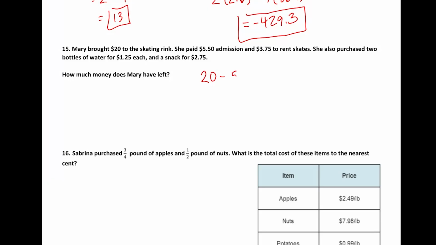So she paid for $5.50 admission. She paid $3.75 to rent the skates. And she bought 2 bottles of water, so 2 times $1.25, and a snack for $2.75. So we just need to subtract here. We're going to do 20 minus 5.5 minus 3.75 minus 2 times 1.25 minus 2.75, and that gives me 5.50.